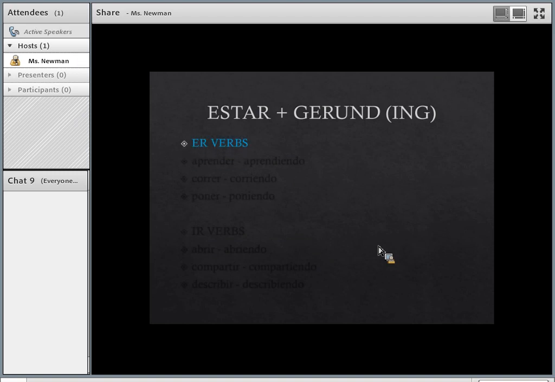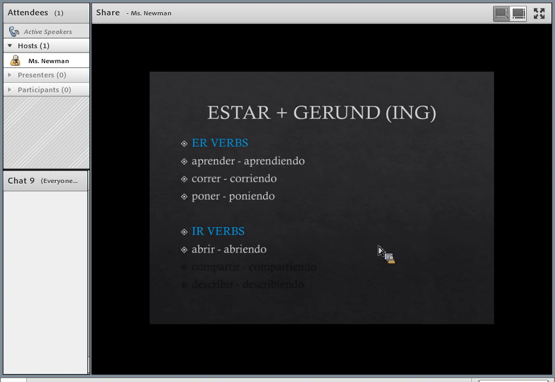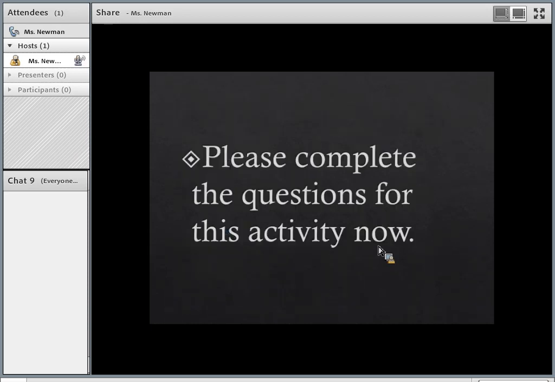So here are gerund reminders for ER verbs. Again, you're going to use it with estar, but just to look at the gerund or that present participle: aprendiendo, corriendo, poniendo. And for IR verbs: abriendo, compartiendo, describiendo. Okay, please answer the questions for this activity now.